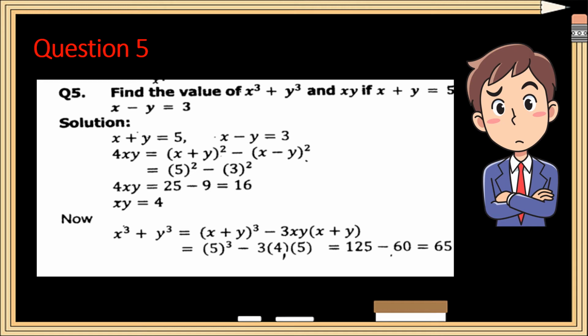Now you can write the formula for x cube plus y cube. That will be equal to x plus y whole cube minus 3xy into x plus y. Just replace the values. X plus y is replaced with 5. 3 into xy is replaced with 4. And x plus y is replaced with 5. Now you can calculate the values. It will give you 65.